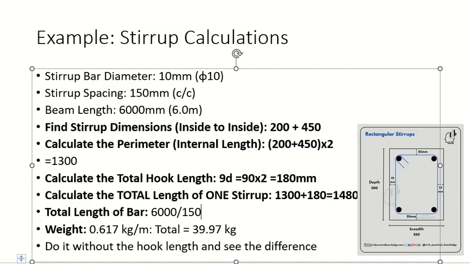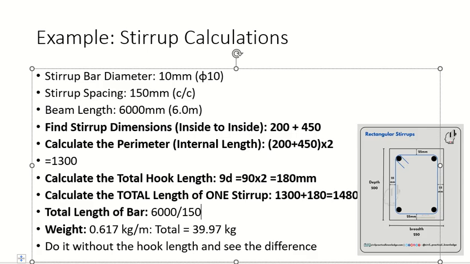So if I have a length from here to here, and the stirrups are at 150 millimeters center to center, then total length divided by spacing will give you the number of stirrups? Now, stirrups are starting from where? It's going to be this one. 25?